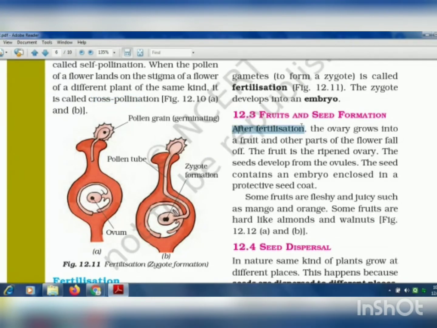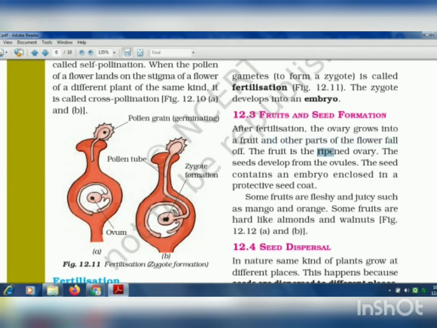So after fertilization, the ovary grows into a fruit. Okay, so the ovary in which the zygote or the embryo was formed, that ovary converts into a fruit, and the other parts of the flower fall off. Okay, the other parts, that is the stigma, style, and all the things, they dry up and they fall off from the plant. The fruit is ripened.